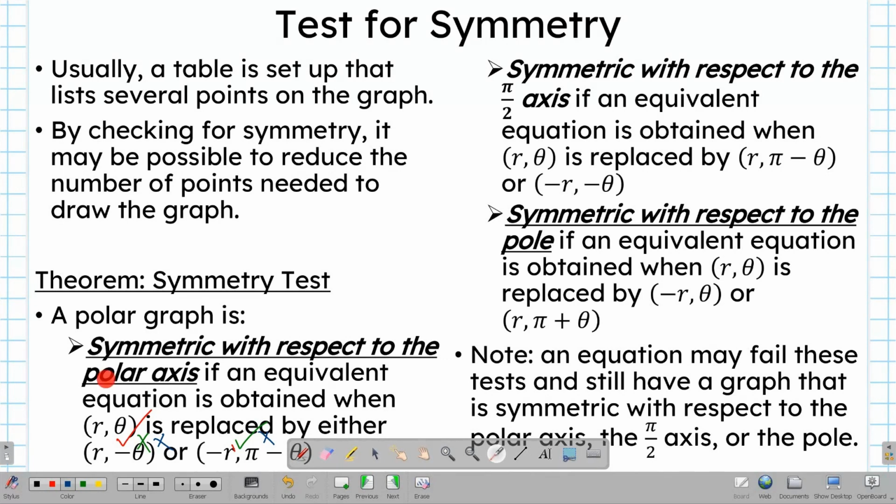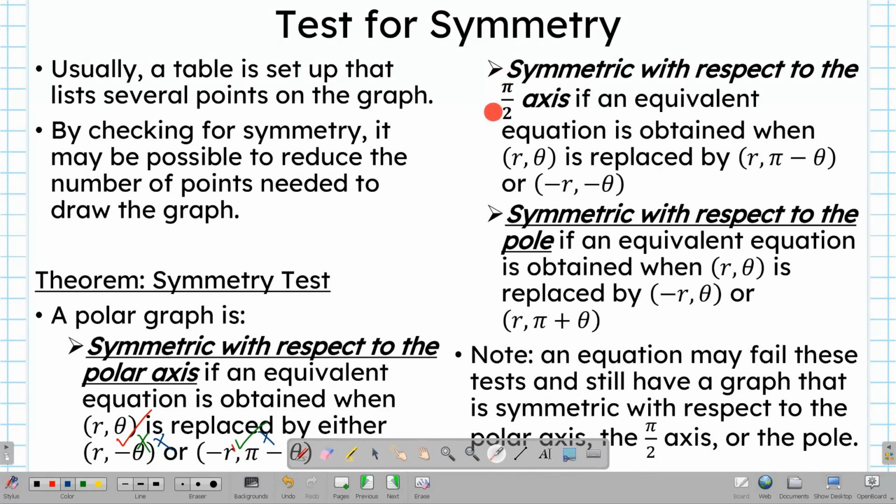So again, it's symmetric to the polar axis if we replace (r, theta) with this. If this alone works, it follows that it's symmetric. If it doesn't follow, then we try to check here. If it follows here, then it is symmetric with respect to the polar axis. If it doesn't work for both, then we assume that it's not.